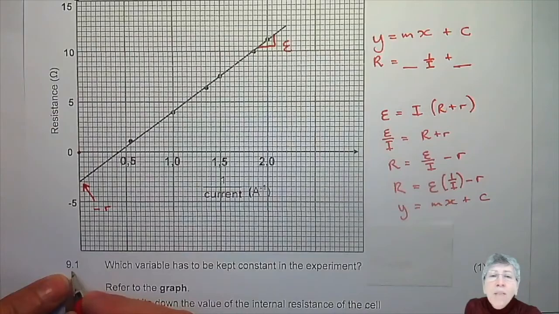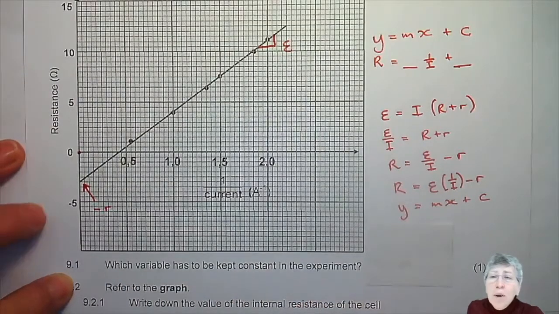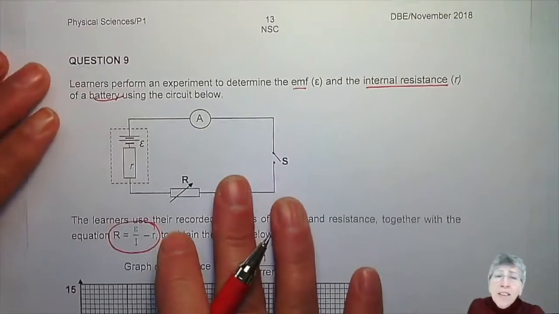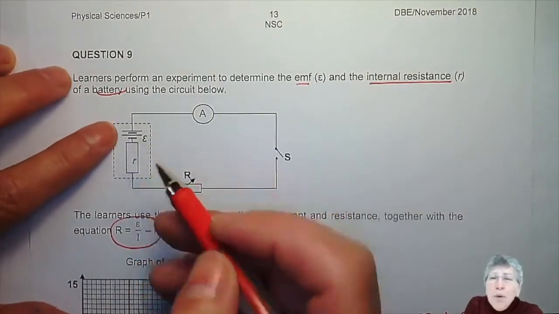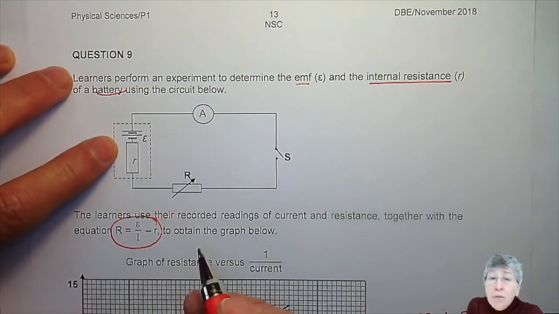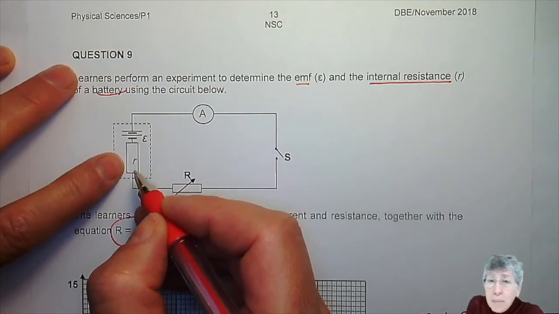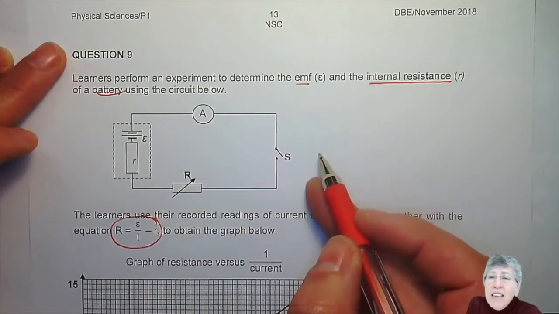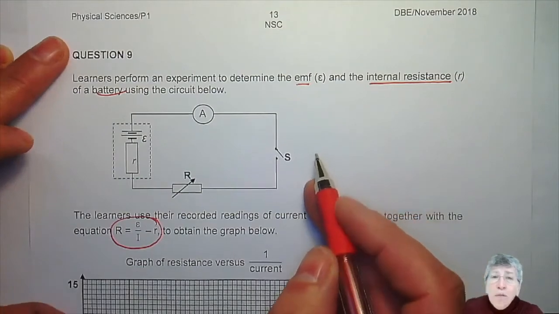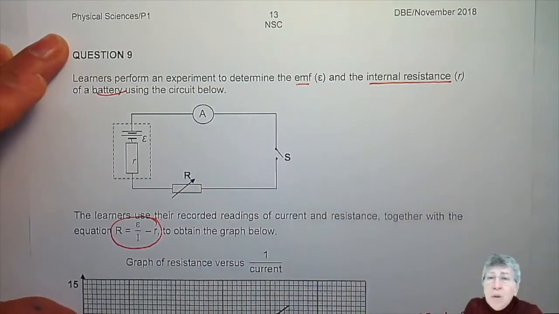At 9.1, they ask us which variable has to be kept constant in the experiment. When you are doing this, there's two things that I'm going to keep constant. The first thing is, since I'm using the same cell, and you have to use the same cell, you will have the same EMF and the same internal resistance. And the other thing that you have to keep constant here is the temperature. If you change the temperature, then the resistance will change and everything will change.